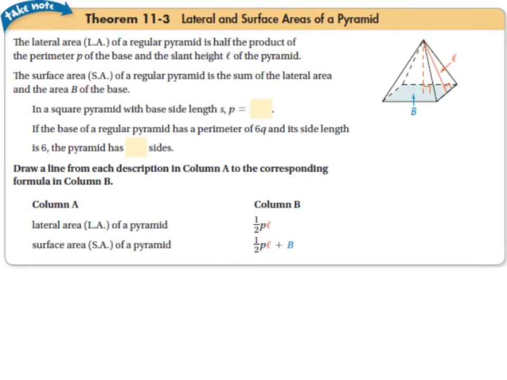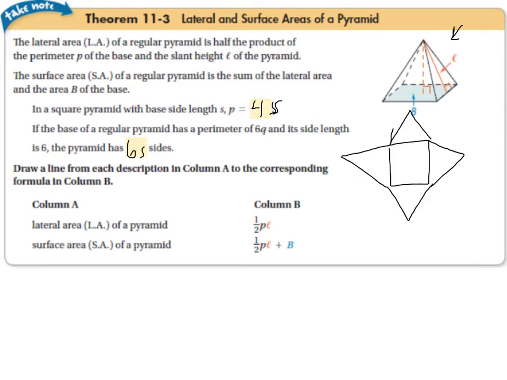Surface area of a pyramid. First, we have to talk about the lateral area. Lateral area is going to be all the triangles on the side of the pyramid. In this case, it would be a square pyramid. So a square pyramid has 4 sides, each with the side length s would be 4 times s. If it was a regular polygon and the side length was 6, it would be 6s. So let's stick with the square pyramid.